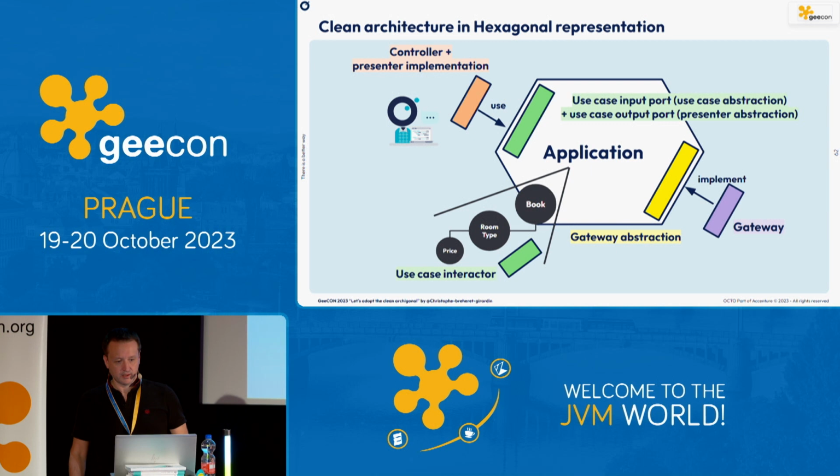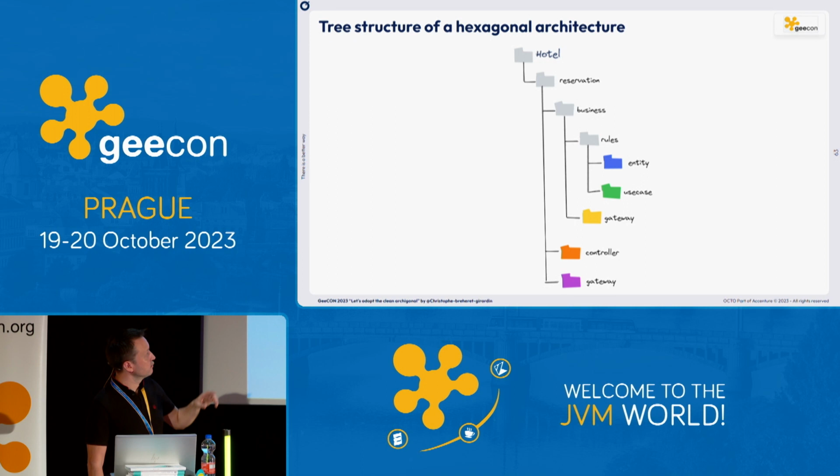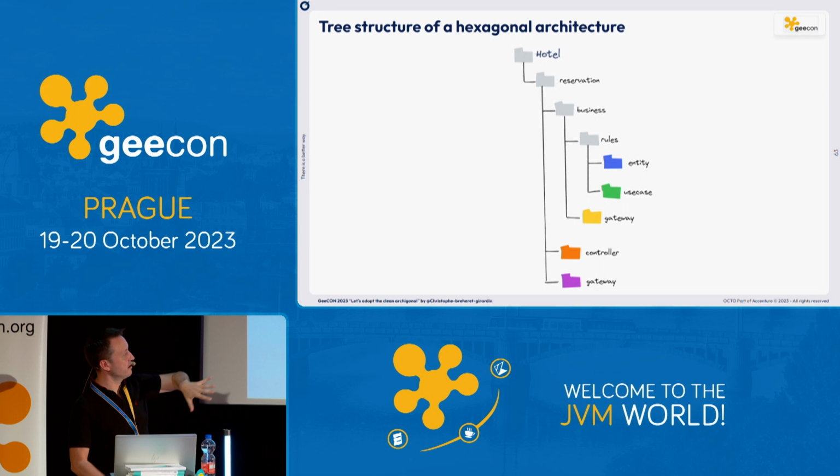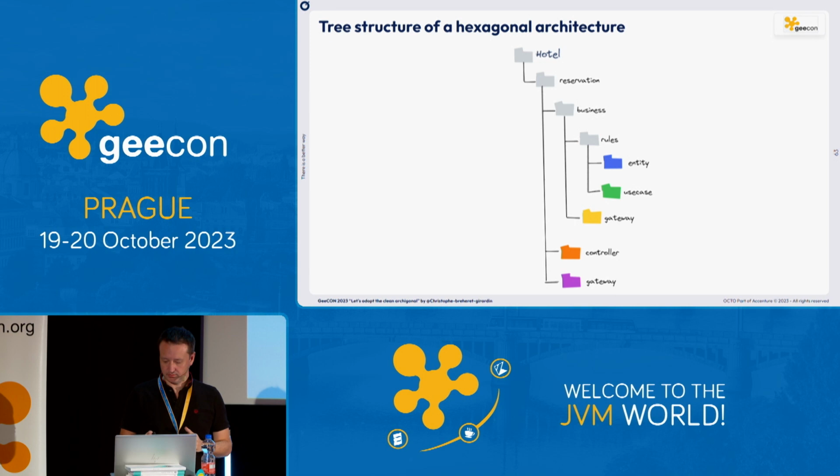This is an example of a tree structure. So you have business rules with entity and use case, gateway, and outside the inner circles, you have controller and gateway. But you call it whatever you want. Nobody uses a gateway.